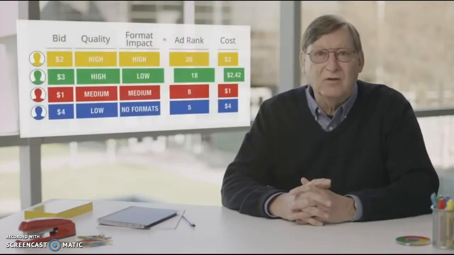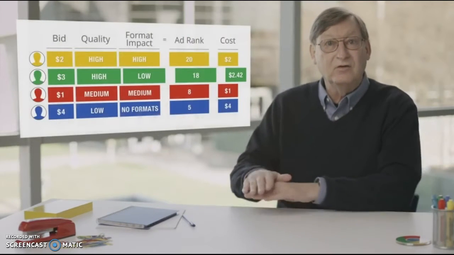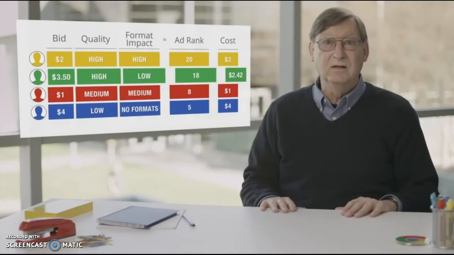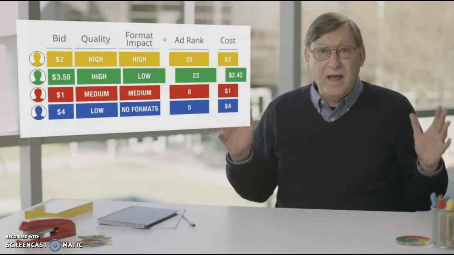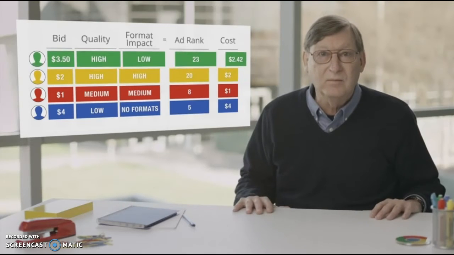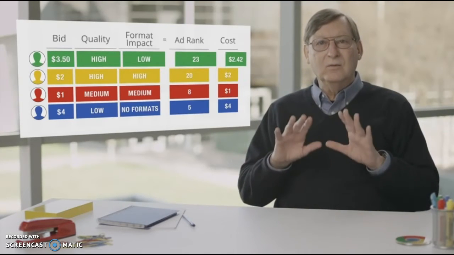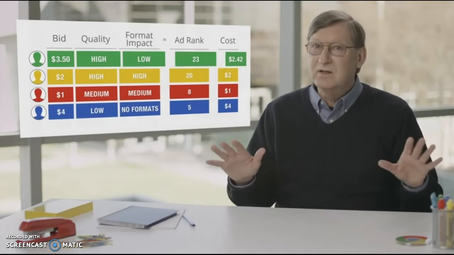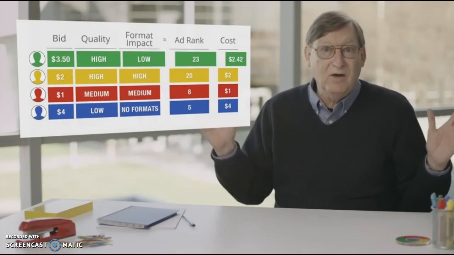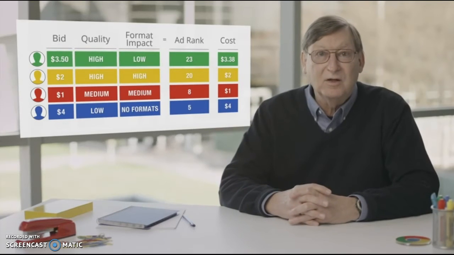Now imagine this advertiser wants to move to a higher position, so she increases her bid to $3.50. Now her ad rank goes up to 23. That's enough to give her a highest ad rank and to move her into position 1. And what does she pay? The amount that would be just enough to beat the ad rank of 20 below her. Assuming everything else stays the same, that might be, say, $3.38 in this particular case.